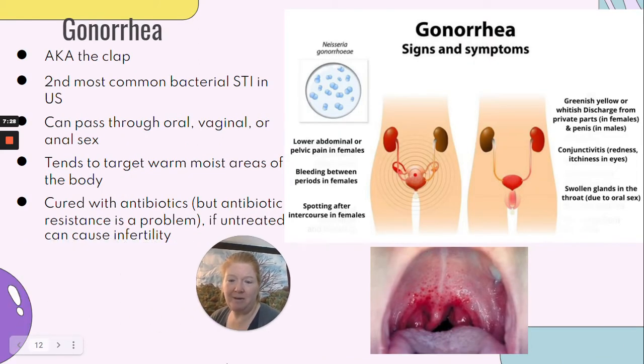Gonorrhea, some people may refer to this as the clap. I just like to refer to it as gonorrhea. It's the second most common bacterial STI in the United States. Again, it can pass through oral, vaginal, anal sex. It tends to target warm, moist areas of the body. It's cured with antibiotics, but antibiotic resistance is becoming a problem with gonorrhea because it is the second most common. And if it is untreated, it can cause infertility.